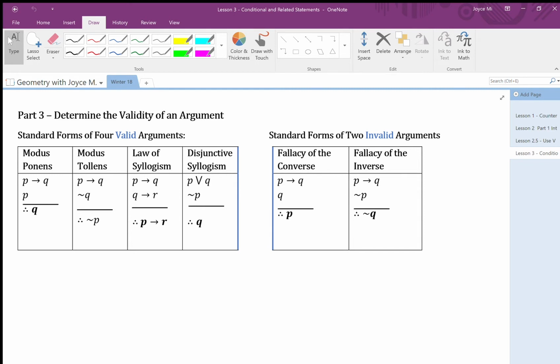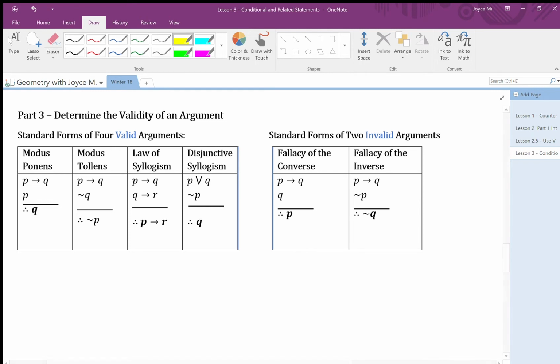Listed below is a review of the standard forms for a valid argument. The first one is called modus ponens. It is kind of like the conditional statement. In a conditional statement, P implies Q is only false if I have true followed by false. Here, I'm telling you P implies Q is true already. The second part tells me P is true. There's only one conclusion I could make: Q must be true. So that's the first standard form.